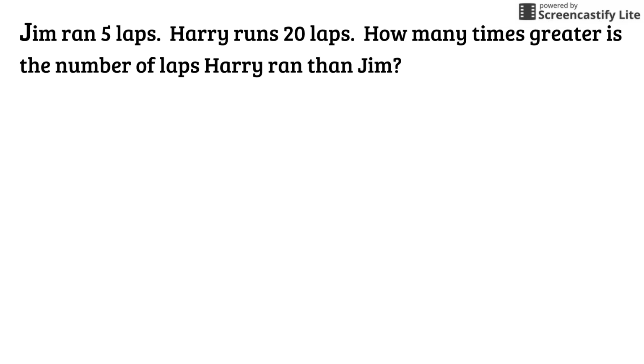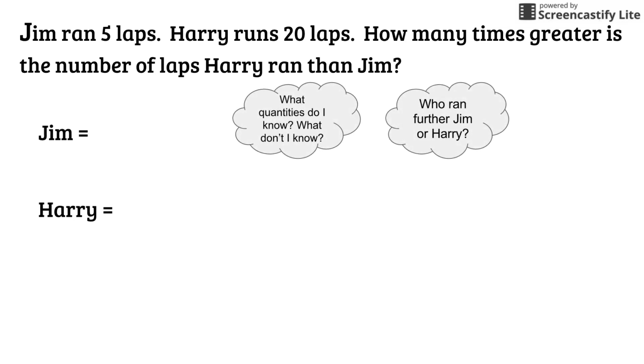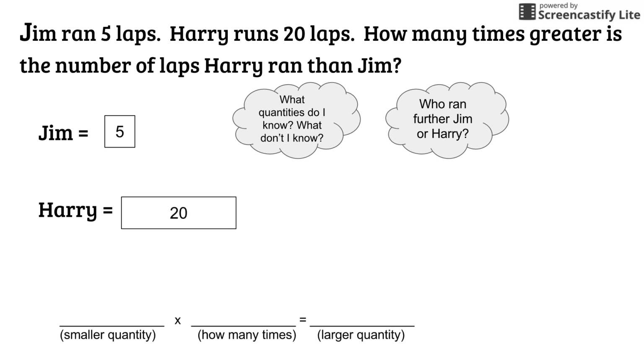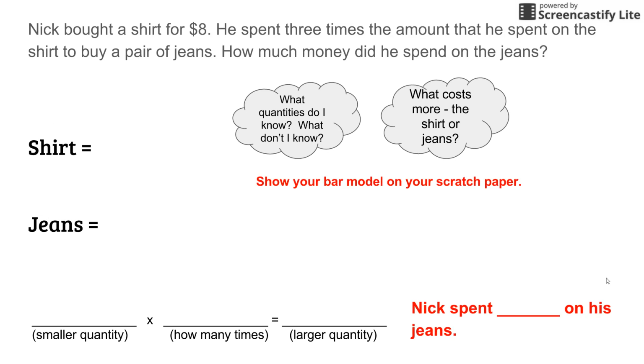Here we're looking to find how many times greater. So again, they think that through in their head first, create their bar model, fill in the missing parts in their equation. And again, this shows them the equation 5 times x or 5 times n equals 20. They solve the equation by finding the missing factor, and Harry ran 4 times as many laps as Jim. So that walks them through the three types of problems they are responsible for knowing.